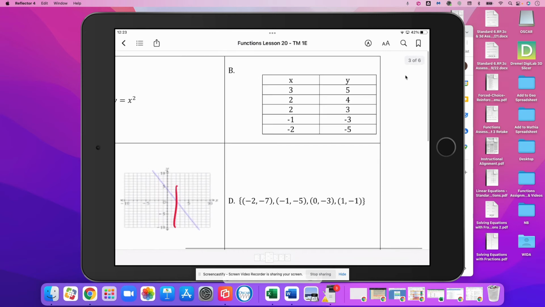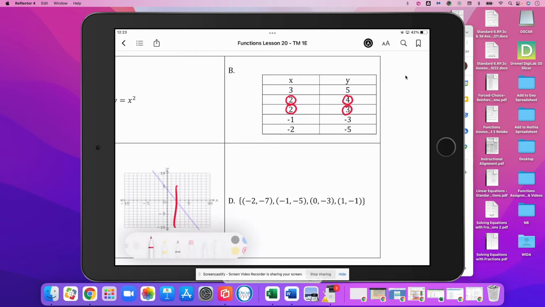So on to number 5. I do see that I have a pair of 2s here. That's with the 4, that's with the 3. Again, just a quick little visual to show what would happen. We would have 2, 4, and 2, 3. That means a vertical line would hit more than one point. So that makes that not a function.